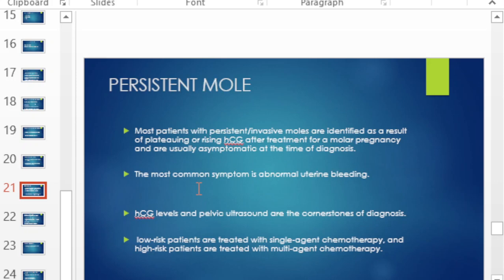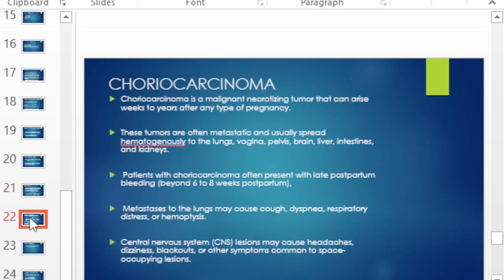HCG and ultrasound are the cornerstone of diagnosis. For the low risk patients, we'll discuss very soon which patient is low risk and which one is high risk, you give them single agent chemotherapy, and for the high risk, you treat with multi-agent chemotherapy.